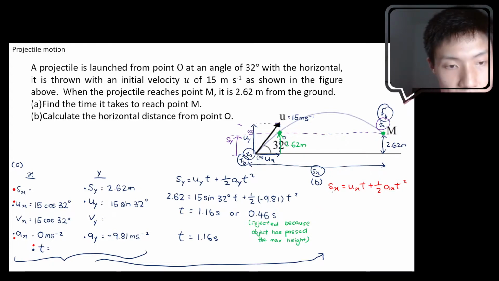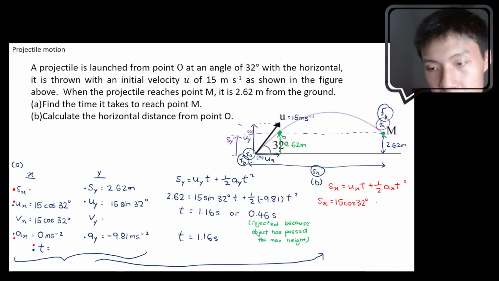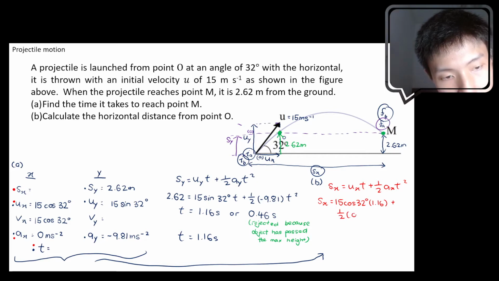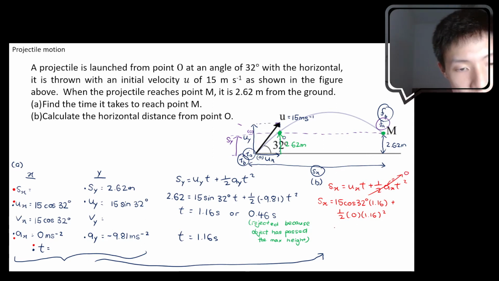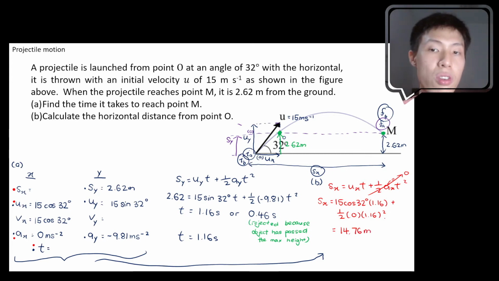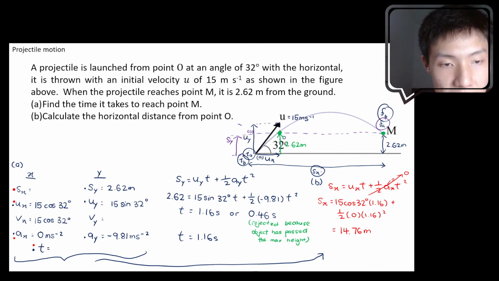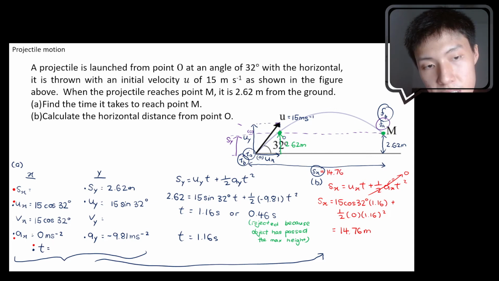Step 5 will be to do substitution. In substitution, Sx you don't know, so leave it blank. Then Ux is 15 cos 32 degree, times time 1.16 second, plus half 0, because Ax is 0, times t square, 1.16 square. Because this one is 0, you already cross out the second part of the equation. So you are left with Sx equals to Ux times t. If you calculate it, I believe you should get an answer of 14.76. So that's the horizontal distance from point O to point M, and that's what you can label here, 14.76 meter.